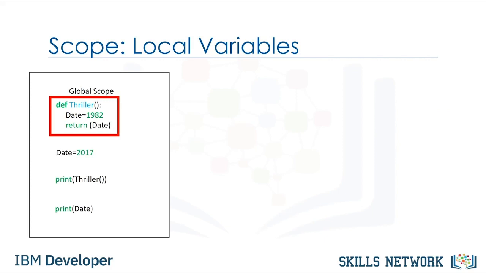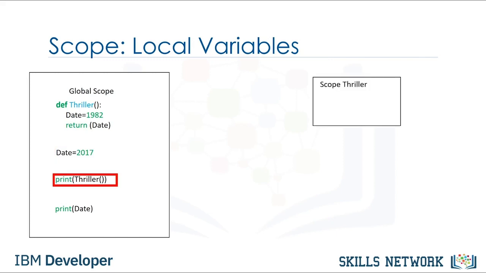Consider the function thriller. The local variable date is set to 1982. The global variable date is set to 2017. When we call the function, we create a new scope. Within that scope, the value of the date is set to 1982. If we call the function, it returns the value of date in the local scope, in this case 1982.